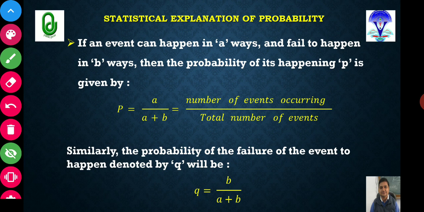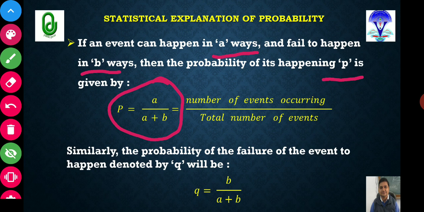Now, what is the statistical explanation of probability? Simply, we learned the definition that probability is the chance of occurrence of a particular event in comparison to the total number of events. Statistically, suppose a particular event can happen in A ways and fail to happen in B ways. A may be 1, 2, 3, 4, 5, 6, 7 or anything. Then the probability of happening is P, which is given by P is equal to A divided by A plus B.